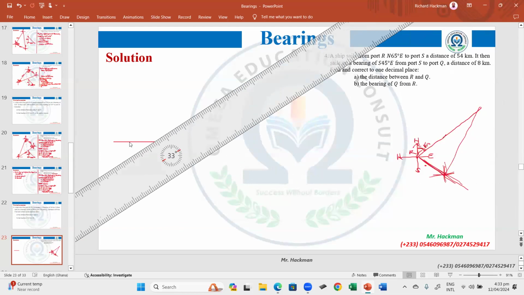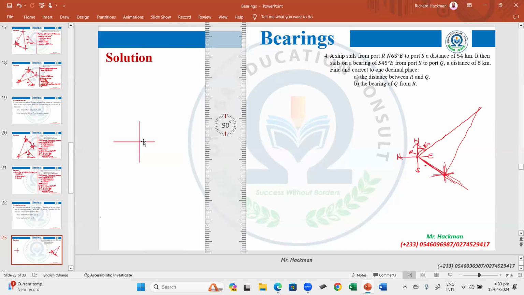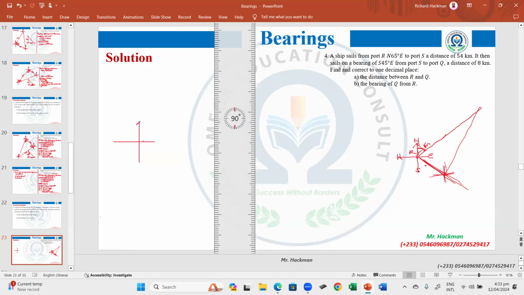Okay, come and draw my vertical line as well. Okay, so I have my north. Remember, I'm dealing with the compass bearing now. My north, west, east, then south, if possible. Let us see the ray.